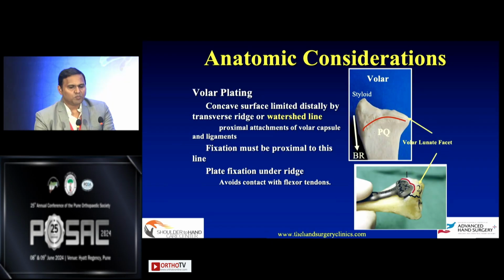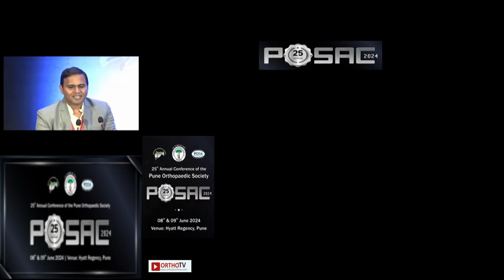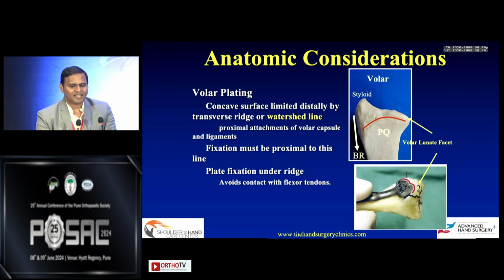Now, on the volar side, one must remember that there is a transverse ridge called the watershed line. It is at the distal extent of the pronator quadratus. The routine volar plates that we use should be fixed proximal to this watershed line to prevent any irritation of the flexor tendon.